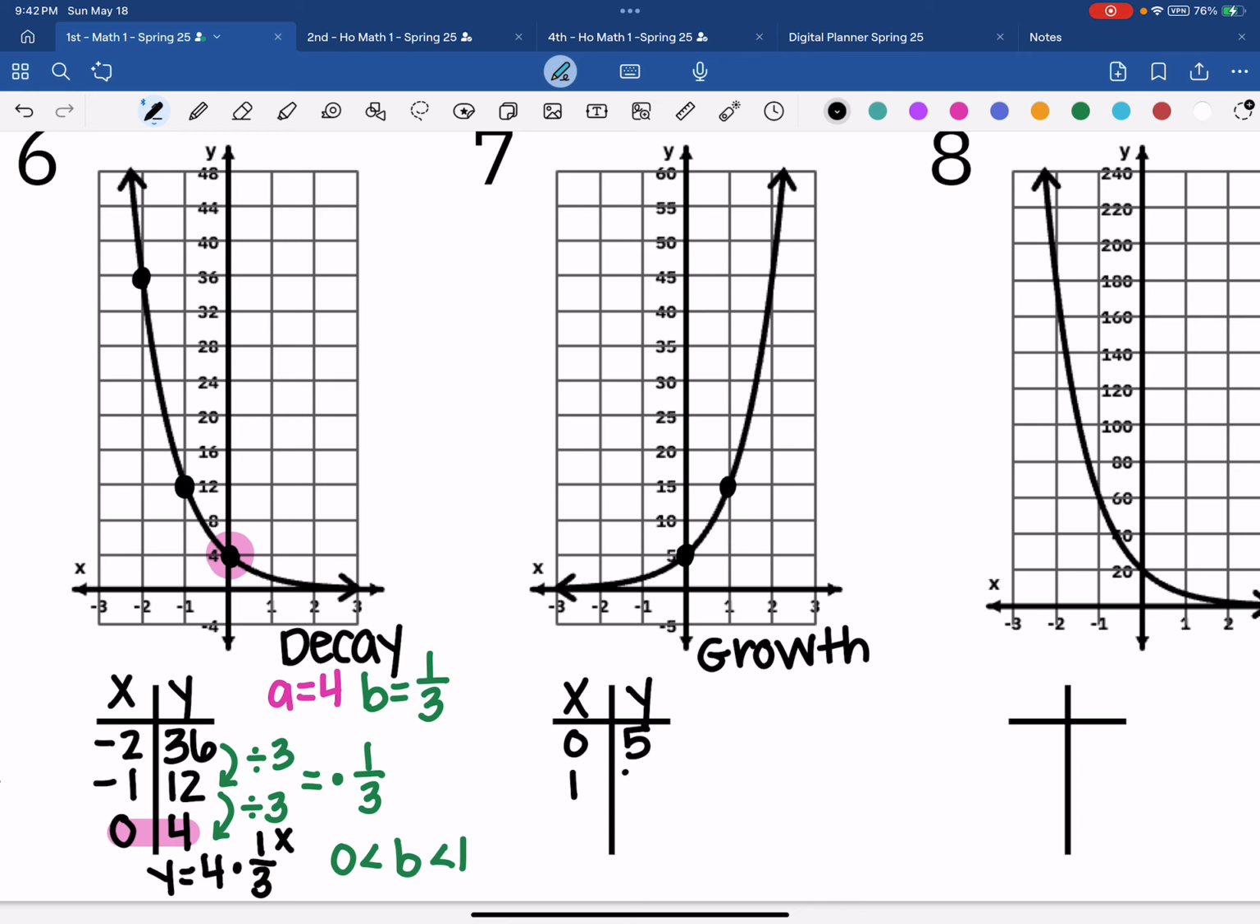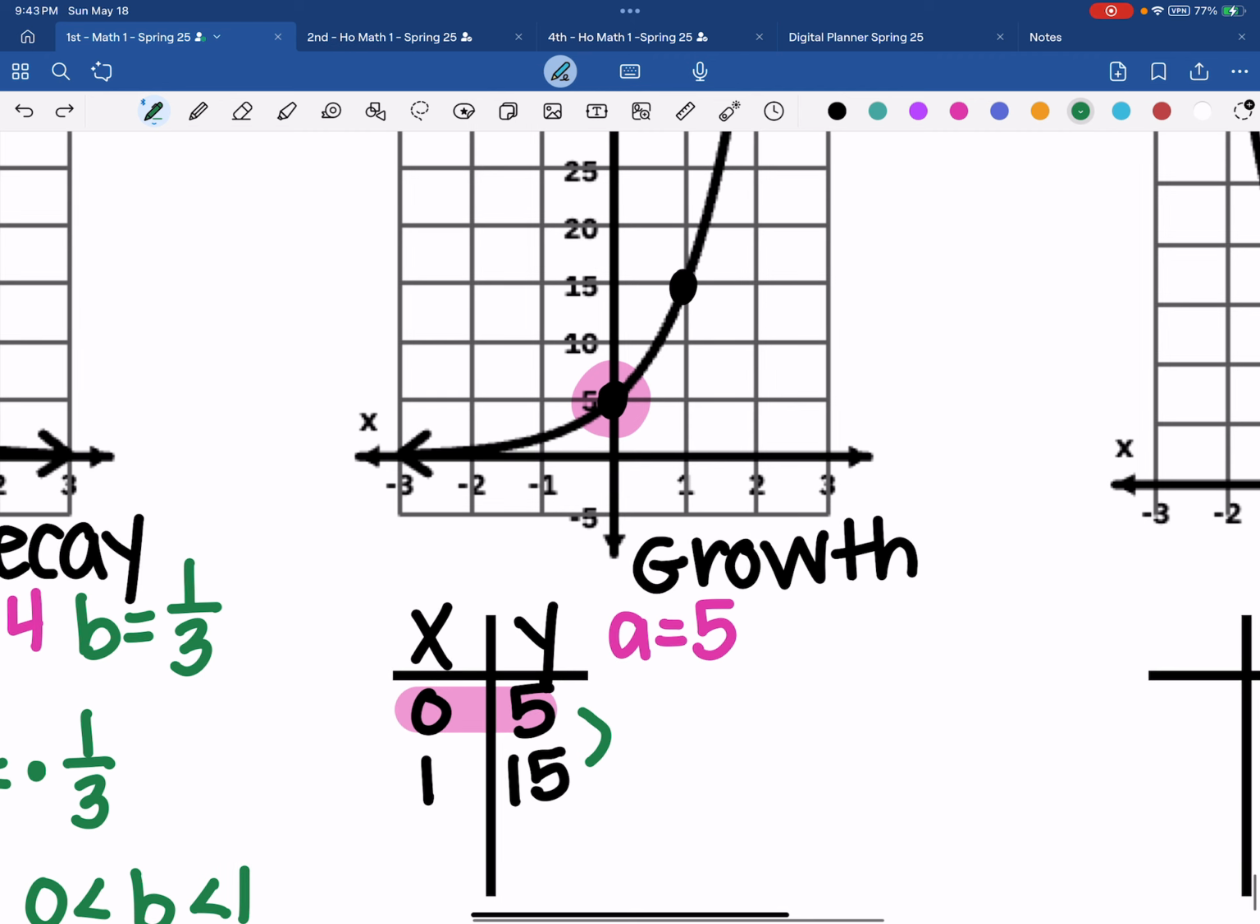And honestly, we could stop right here if we wanted to. We should be able to see that I have a y-intercept at 5. So we know the a value is 5. And what pattern do we see? Well, to get from 5 to 15, I'm multiplying by 3. So I should be able to say my base is 3 just by looking at that one.